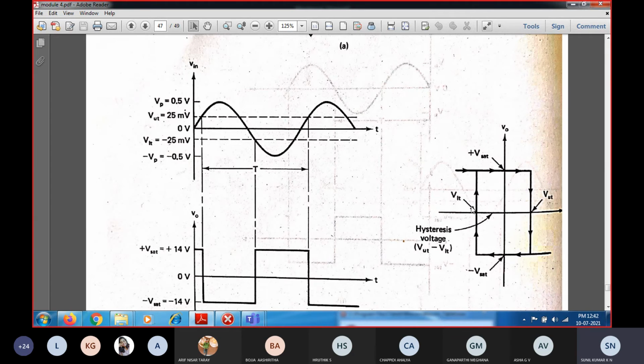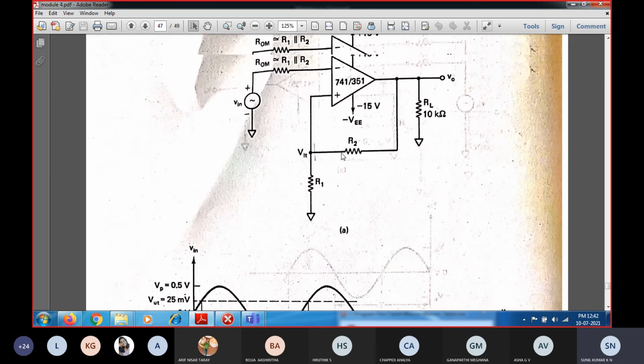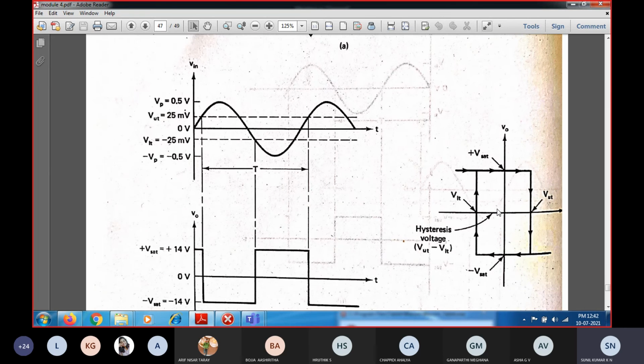If the upper trigger point and lower trigger point are the same, then when you take the difference between the upper trigger point and lower trigger point voltage, you will see the hysteresis curve for this Schmitt trigger. If you select suitable resistances R1 and R2 both equal, then both the upper trigger point and lower trigger point values will be the same, and hence you will get the hysteresis curve as 0.